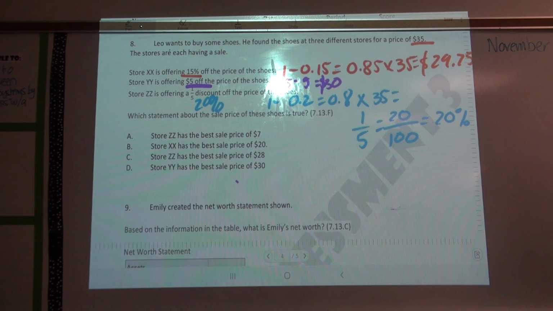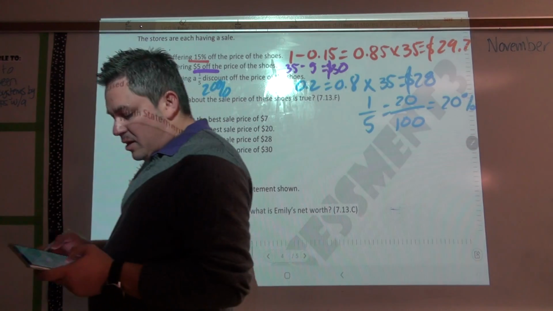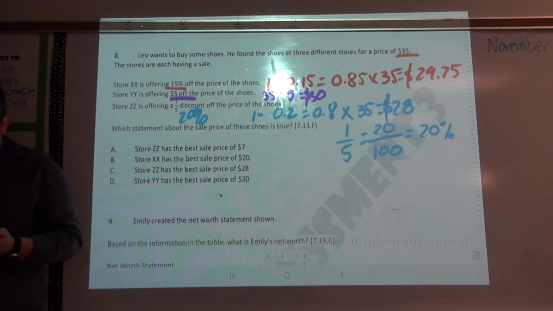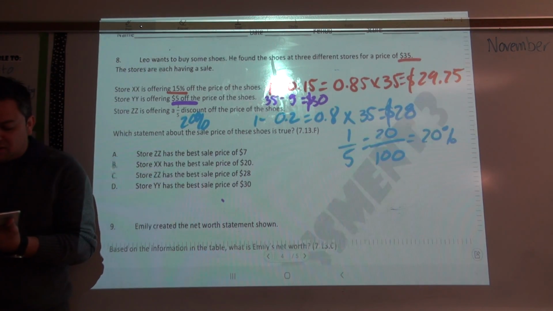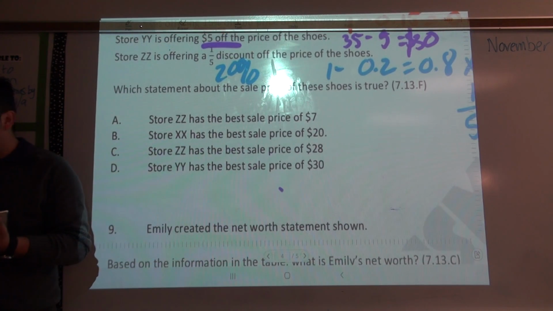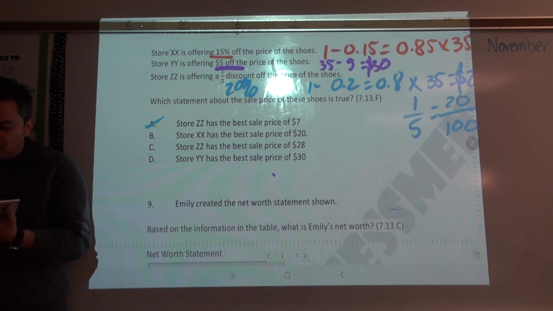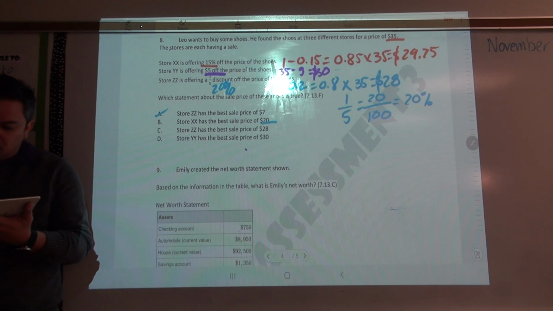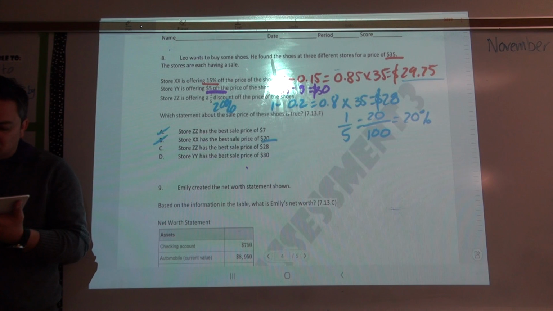When you do that, you get $28. So which store has a better price? Let's see. Store Z has the best price at $7. Is that what happened? No, it went down $7, but that's not the sales price, right? So it's not A. Then we already established X. Look at X. X says $20, but what have we found for X? 29. That's not even true. Then Z, $28. That makes sense. That's what we found. And Y has a sales price of 30. Yes, it does. Well, which one is a better buy?